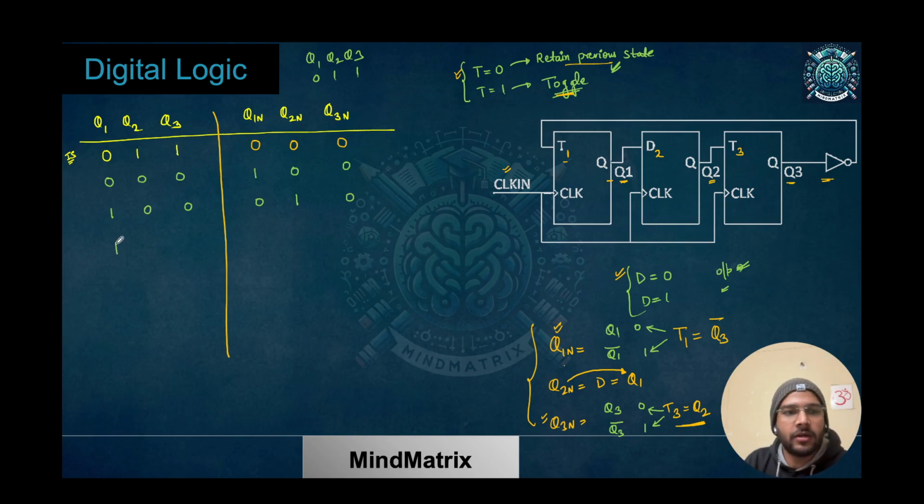Again, if I give the next clock, this 0, 1, 0 will become my previous state. I'm going to get the next state. Q2n is equal to Q1, so here it is 0. Q1n will depend on the Q3 complement. So 0 complement is 1. So T1 is 1. If T1 is 1, I will be getting Q1 complement. Q1 is 0 here, so I will be getting 1 here. Similarly, the Q2 value.